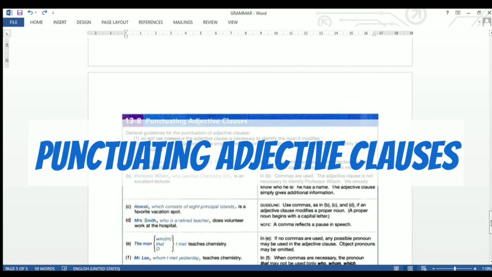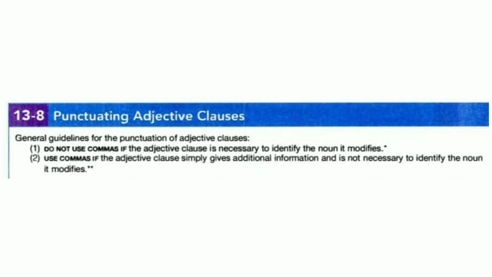Let's go to the example. Before we start with the example, please pay attention to the general guidelines for the punctuation of adjective clauses. One: do not use commas if the adjective clause is necessary to identify the noun it modifies. And the second: use commas if the adjective clause simply gives additional information and is not necessary to identify the noun it modifies.